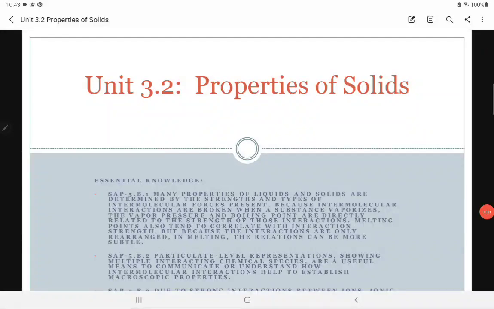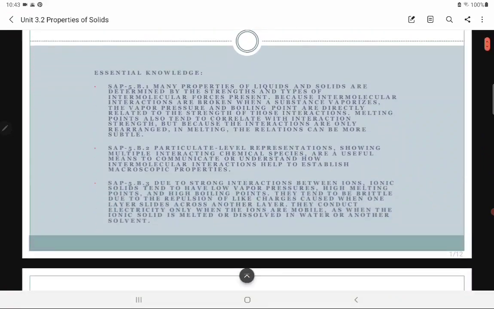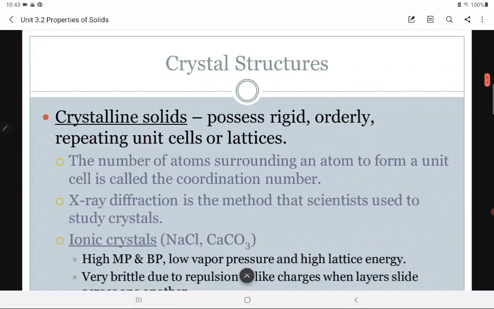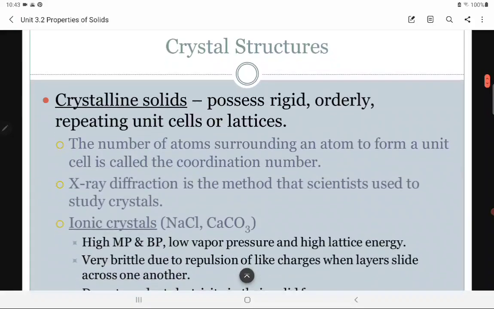Okay, we're going to use those intermolecular ideas from last unit section to talk about different properties of solids. So we talked about ionic compounds, and they're held together very strongly, with a very big Coulombic attraction, and they form these lattice structures.